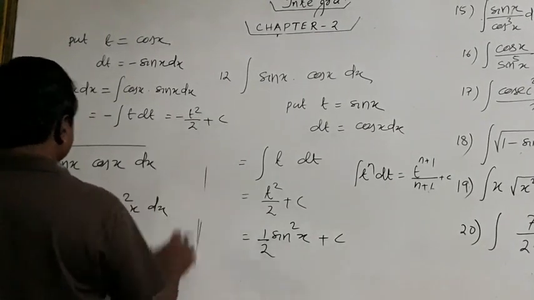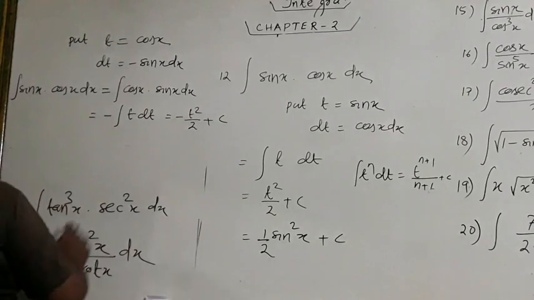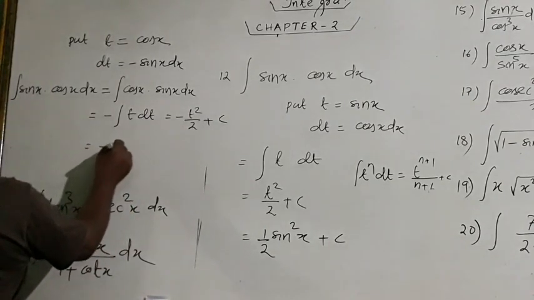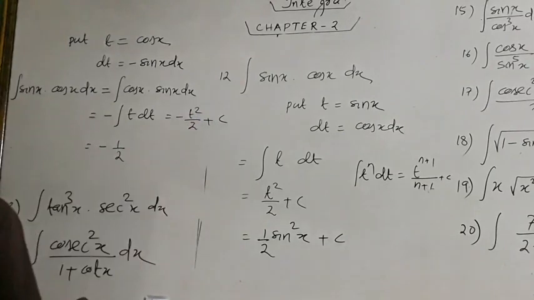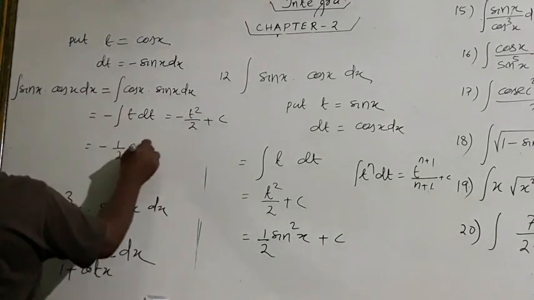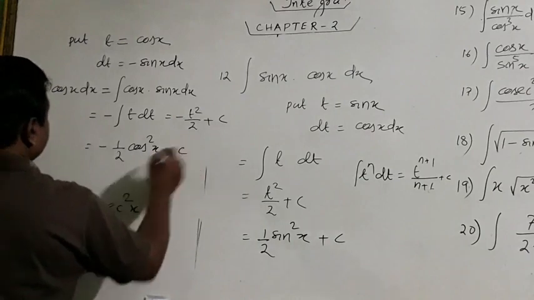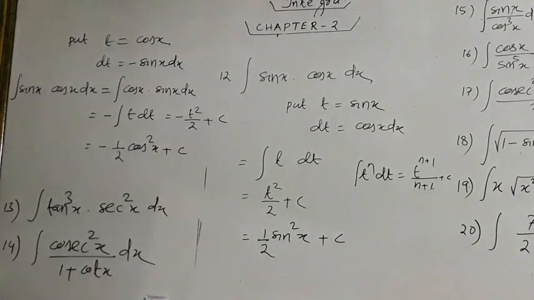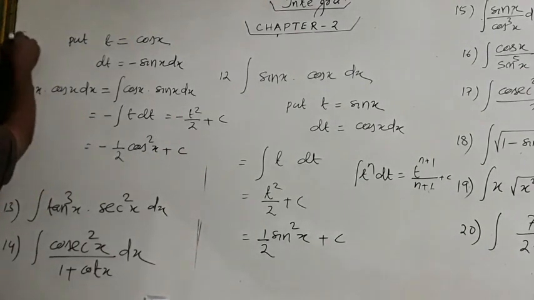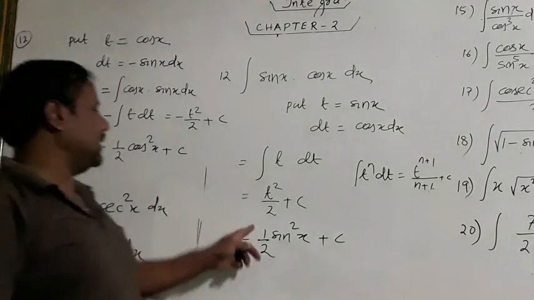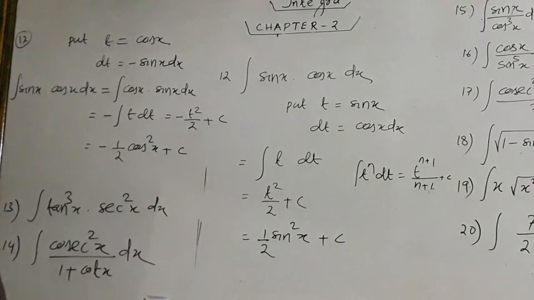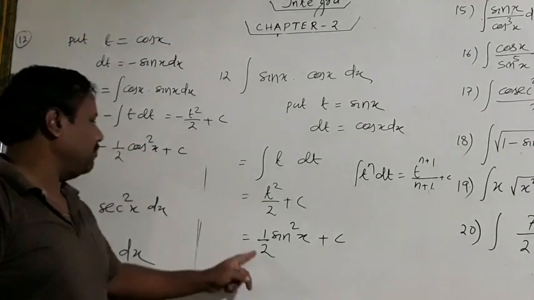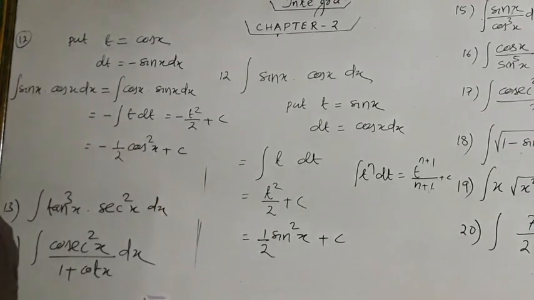And minus t square by 2 becomes what? It is minus half. In place of t square you have to write what? Cos square x plus c. Then in your mind a question will arise: sir, here the answer is half sin square x plus c. Why here is the answer minus half cos square x plus c? Now my answers differ. What will I do now?